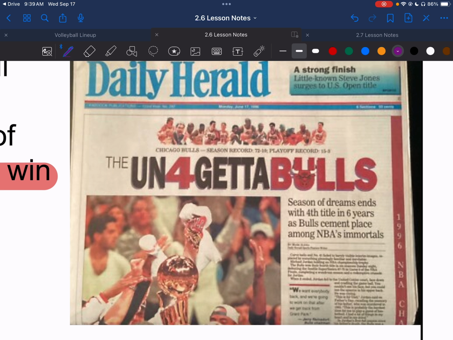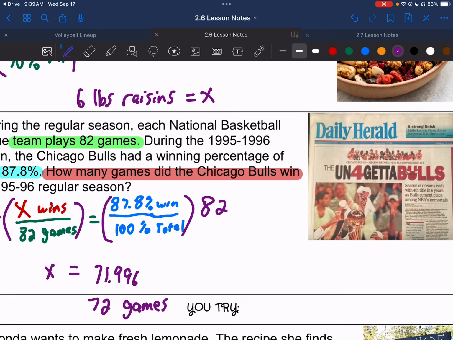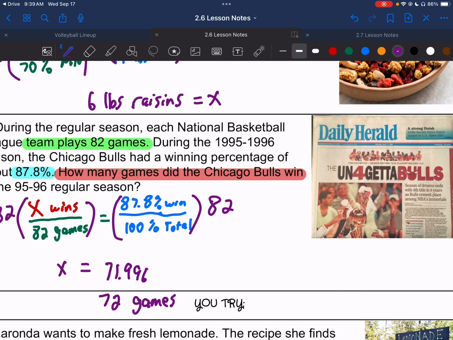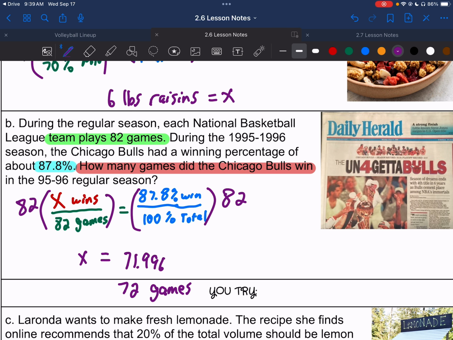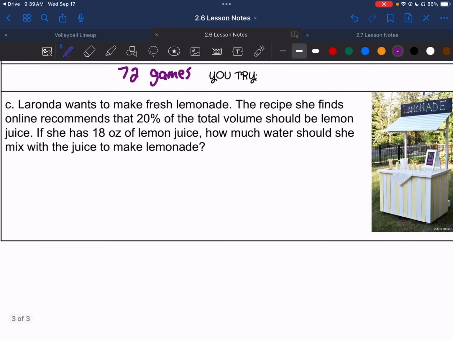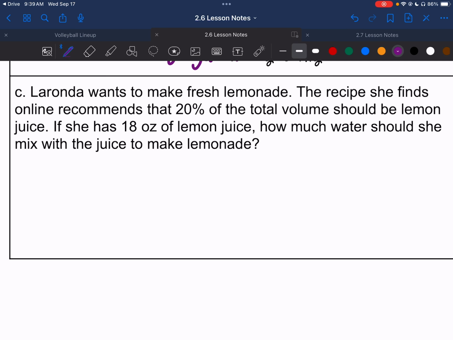They were the Unforgettables because that was their fourth title in 6 years, on their way to repeating a three-peat and having 6 championships in 8 years, by far the greatest dynasty in basketball history. And there are no debates on that.